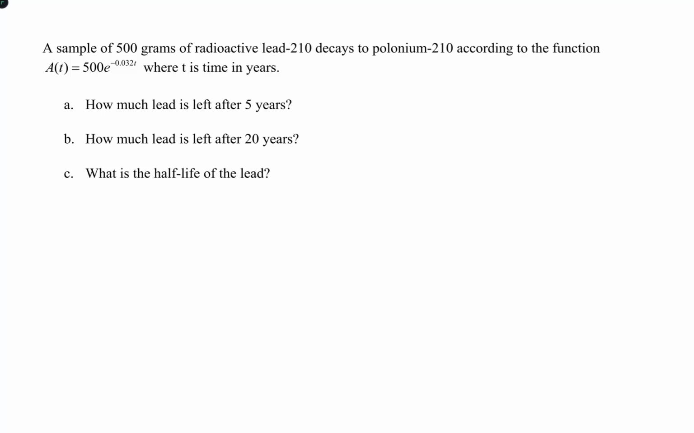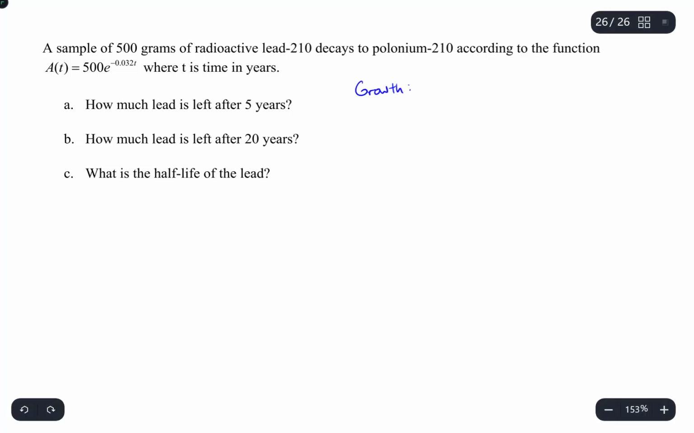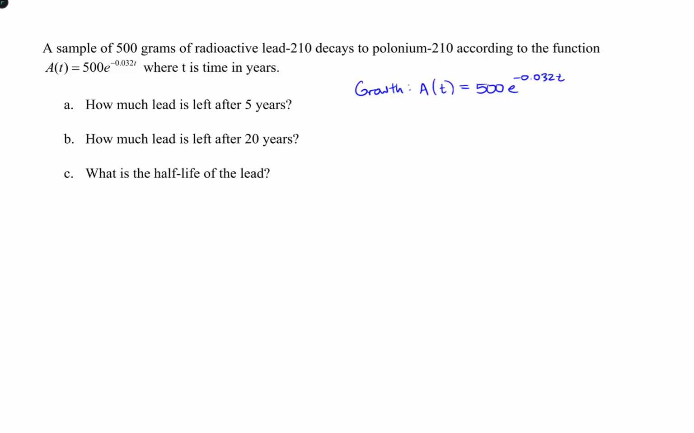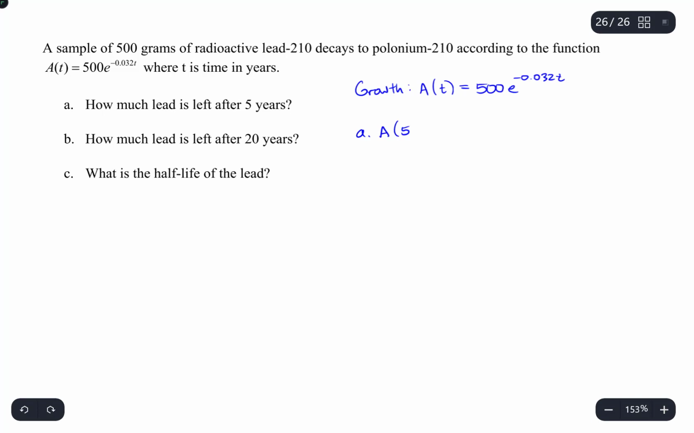In order to answer that question, we look at our growth model, and the growth model here is given in the problem. So the amount of radioactive material present after a specific amount of time is the initial amount of 500 grams times e to the negative 0.032 times t. If we want to know how much is left after 5 years, all we need to do is plug into our growth model where t is equal to 5.